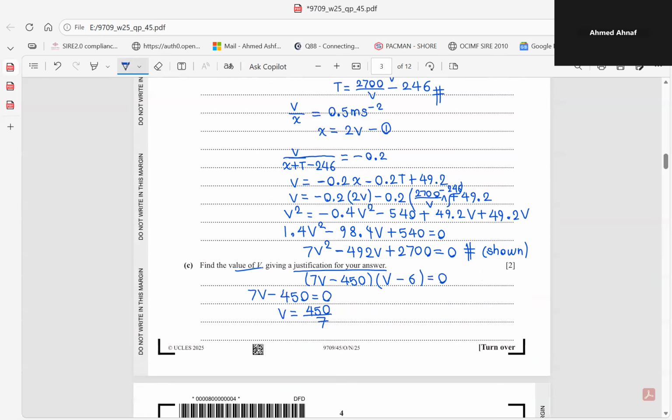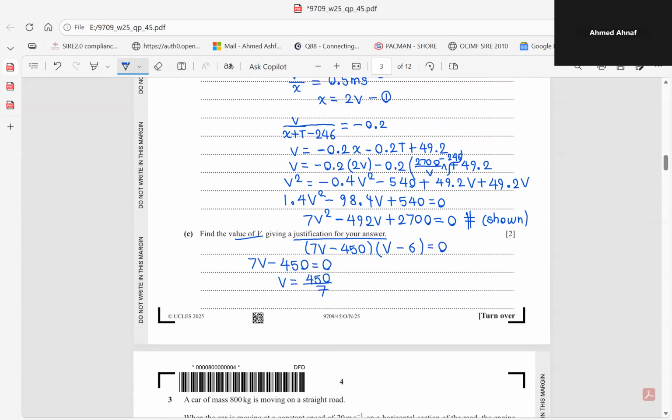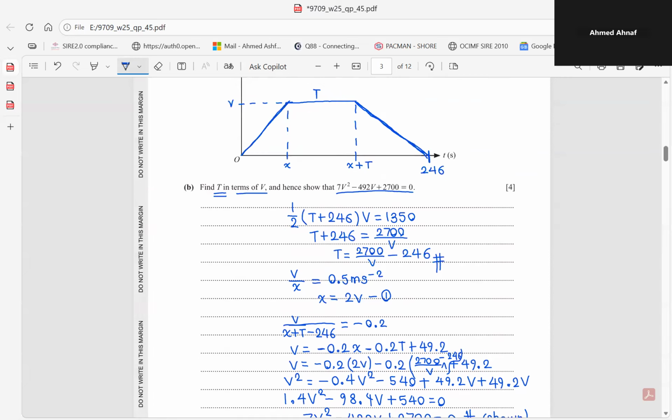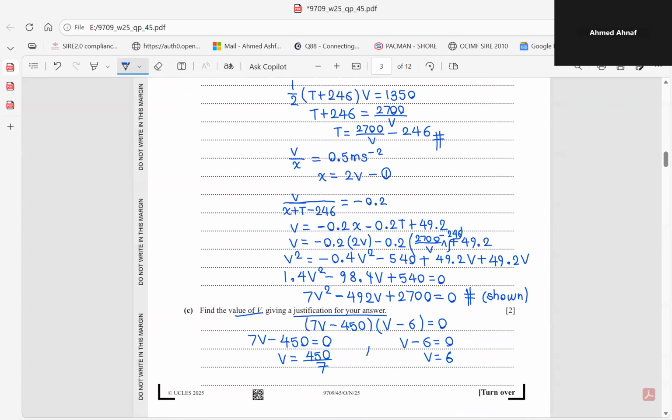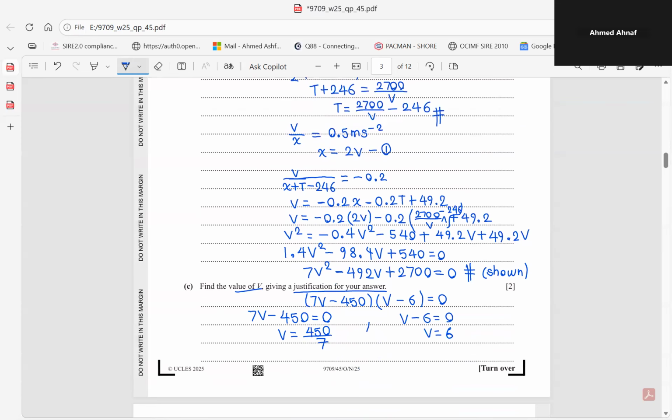Okay, 450 over V, or V minus 6, you get V equals 6. So as you can see, we have two answers. We need to reject one of them. As you can see, there's no negative answer.